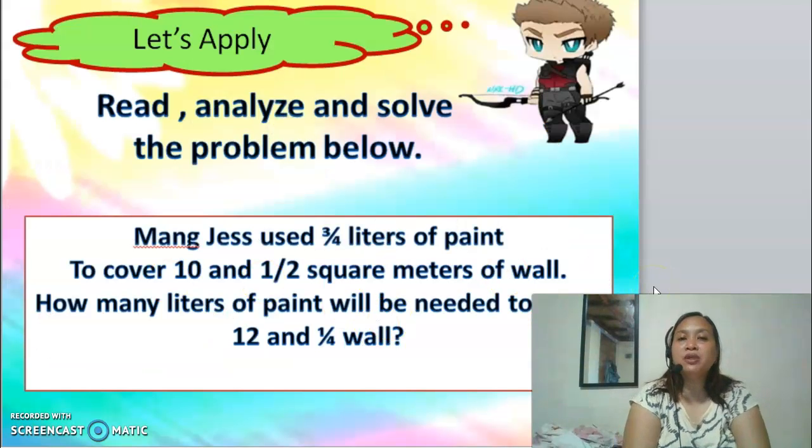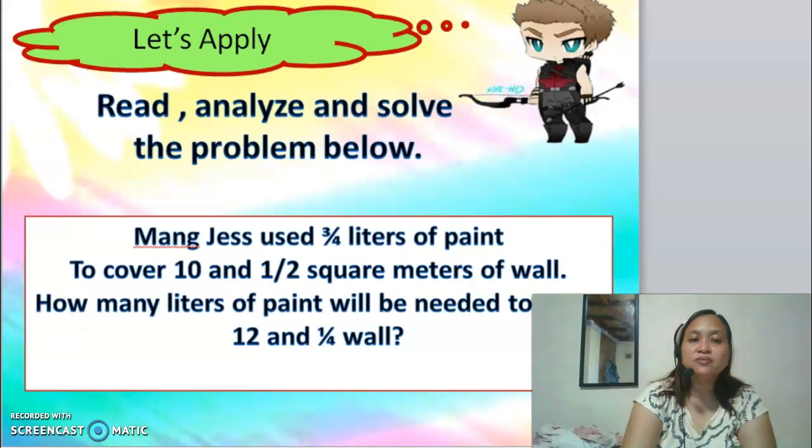Let us read the problem. Mang Jess used 3/4 liters of paint to cover 10 1/2 square meters of wall. How many liters of paint will be needed to cover 12 1/4 square meters of wall? Do you know how to solve for the answer?